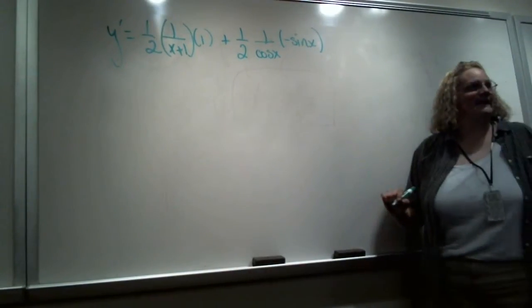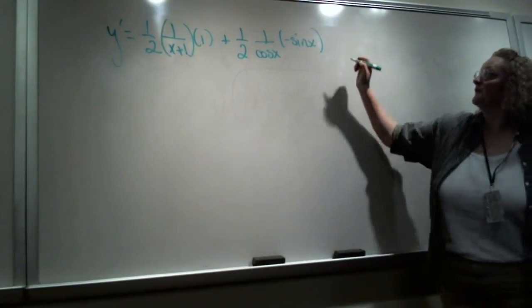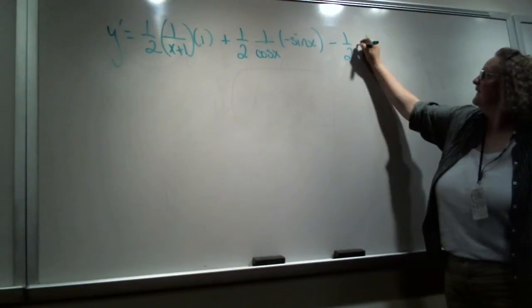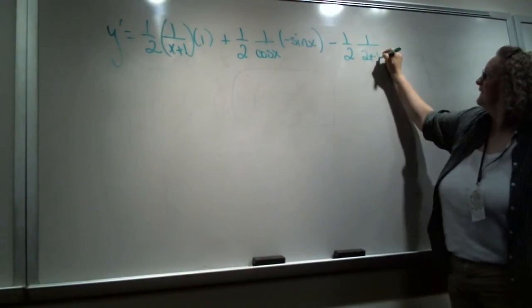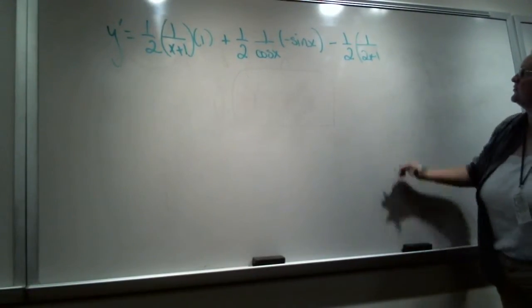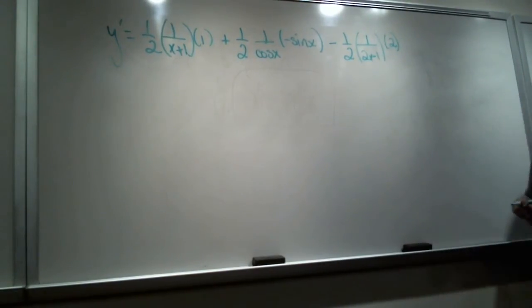Last one. Negative 1/2 ln of 2x minus 1. What's its derivative? Times what? 2. There it is. Doesn't look very nice, but it is the derivative, in one of its many, many forms.